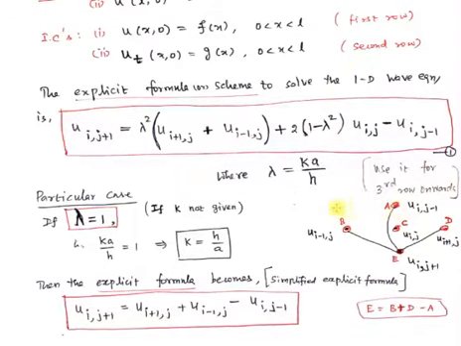Here is the diagram. A is in the (j−1)th row; row means j, and i means column. B, C, D are in the jth row, and E is in the (j+1)th row. If we have the first row and the second row, we can find the third row from the previous two rows' values.